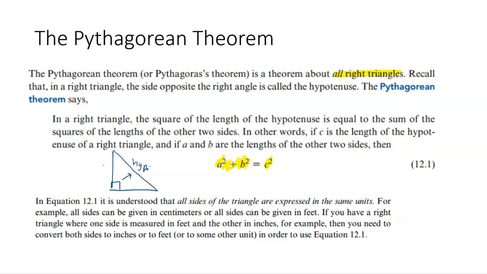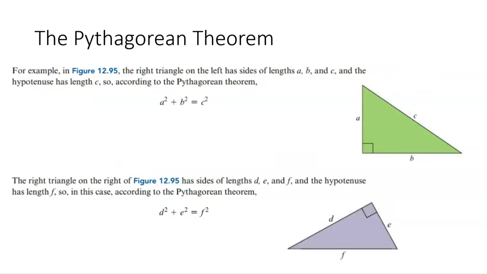Okay? Now you can pick your A and B. Those don't matter, the sides, but the hypotenuse is always across from the right angle. And it's just important to make sure that you're using the same unit. So if we're talking about feet, everything's in feet, or everything is in inches if we're talking about that.